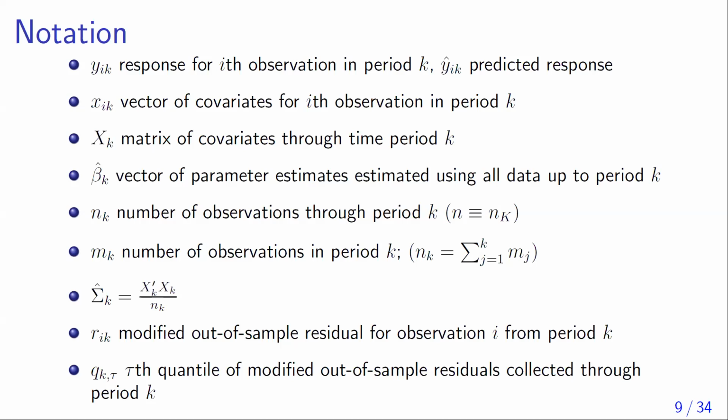R_ik is what guides the prediction intervals. We generate these out-of-sample residuals by fitting a model from a certain number of periods and then predicting and getting residuals for observations not in the periods we created the model with. And then Q_k(tau) is just the quantiles associated with this collection of out-of-sample residuals, where Q_k(tau) is the tau quantile for all of those residuals collected up to and including period k.